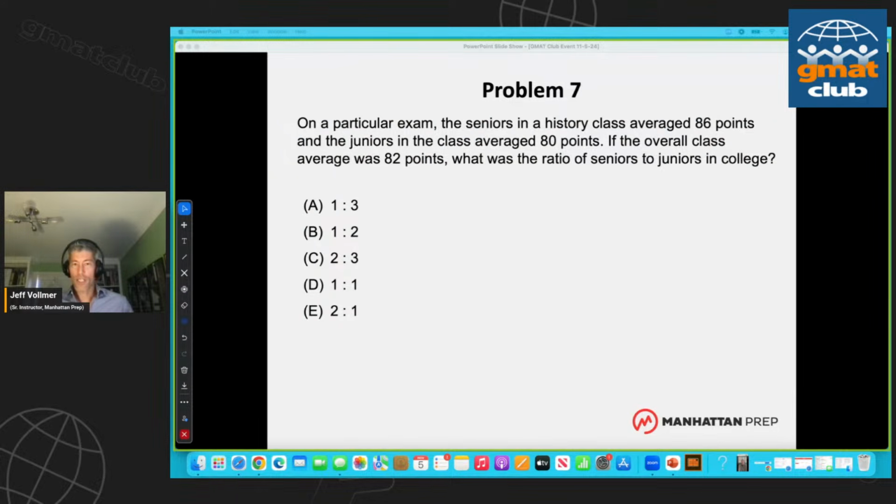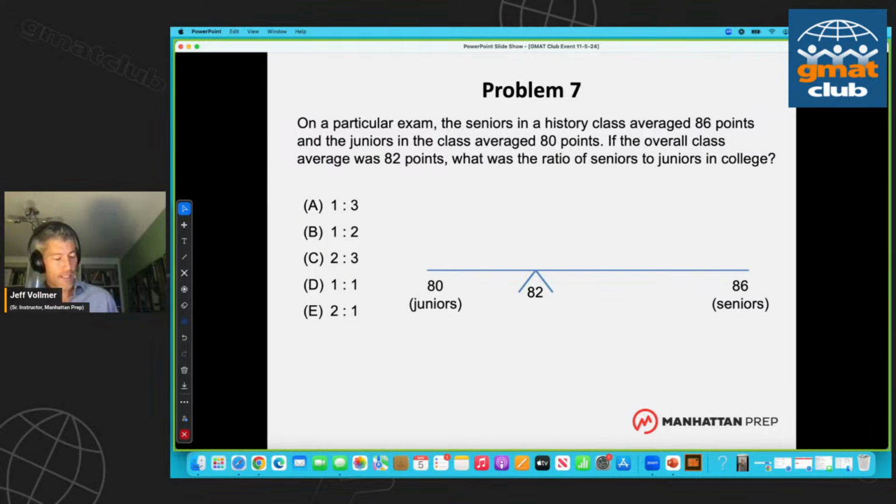Yeah, I think the visualizing is helpful here. So let's visualize this a little bit. I don't have bowling balls, and I didn't know how to draw little exams, so you're just gonna have to imagine here. But here's the situation. We've got juniors averaging 80s. We've got seniors averaging 86s. I know maybe not all the seniors got 86s. Their average was 86. It's just easier to think of every senior got an 86. I'm going to treat all the seniors as getting 86s, and all the juniors as getting 80s. And so I have a bunch of 80s, I have a bunch of 86s, and the overall average is 82.